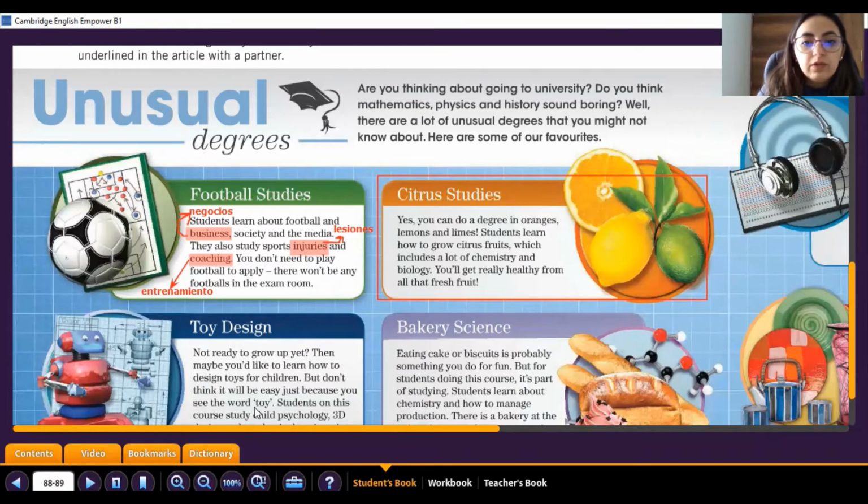Students learn how to grow citrus fruits. What's the meaning of grow in this case? To grow citrus fruits. Cultivar. Exactly. Thank you, Jody. Sería cultivar, ¿no? Los estudiantes aprenden a cultivar, a sembrar y cultivar frutas cítricas, ¿no? Which includes a lot of chemistry and biology, lo que incluye mucha química y biología, ¿no?